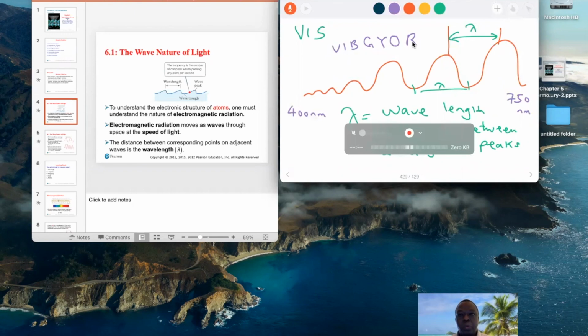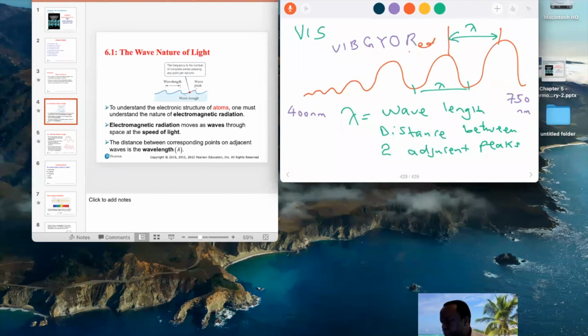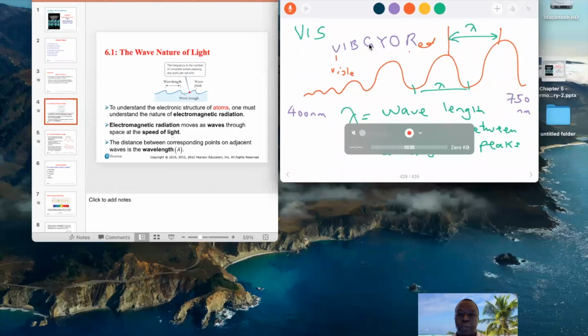You should know what this stands for. This stands for red, all right? This stands for violet. This stands for indigo. This stands for blue. This stands for green. This stands for yellow. This stands for orange. Richard of York gave battle in vain, depending on how you look at it.